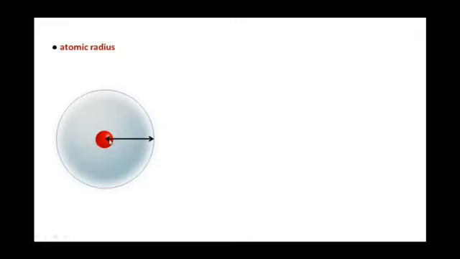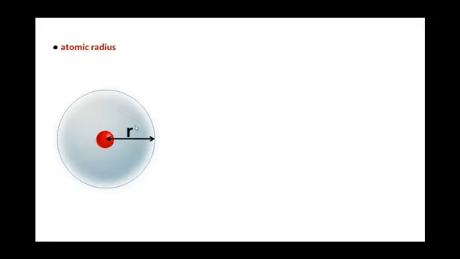You know that the nucleus will be present in the center of an atom. So, the distance from the center of the nucleus to an outermost electron is called the atomic radius. Atomic radius of an element is defined as the distance between the center of its nucleus and the outermost shell containing the valence electron.